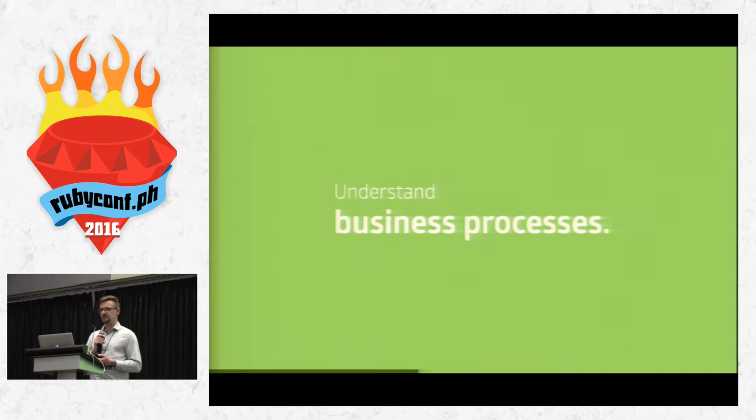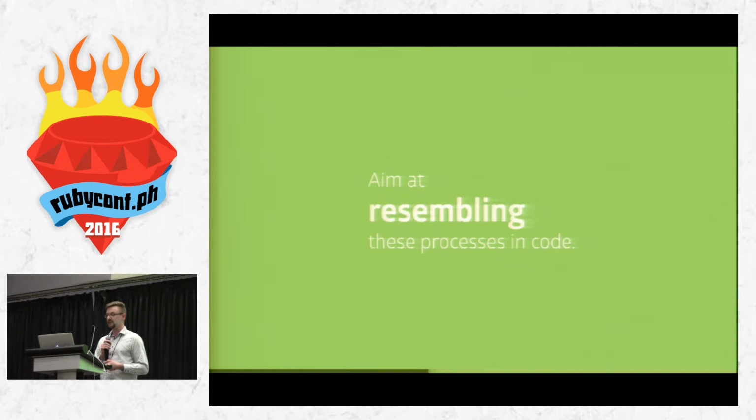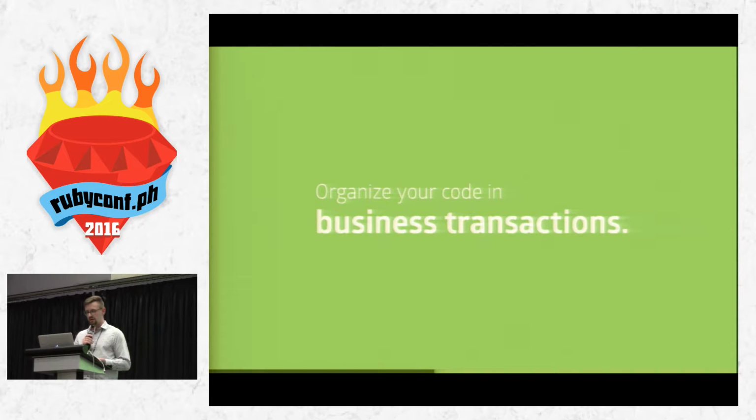The first thing we need to do in order to correctly model this process is understand it. By that we really need to analyze our customer's needs. What does it mean for a customer when they sign up with our product? What do they expect? Once we have a clear understanding of our use case, we should aim at resembling this process as closely in code as possible. One way to do this is to organize our code in business transactions, meaning we have one piece of code that models one particular use case.